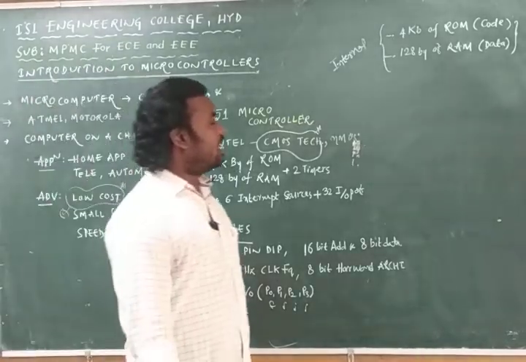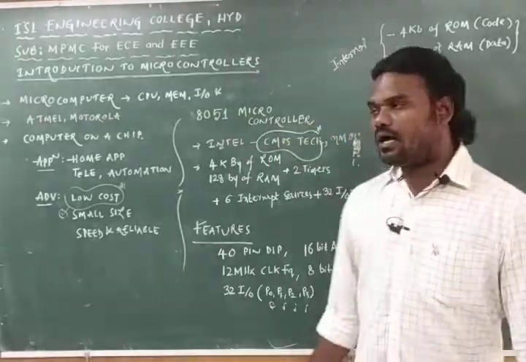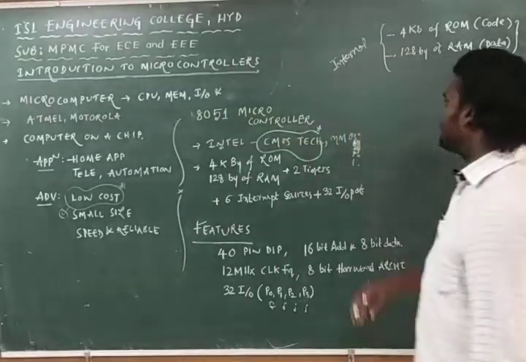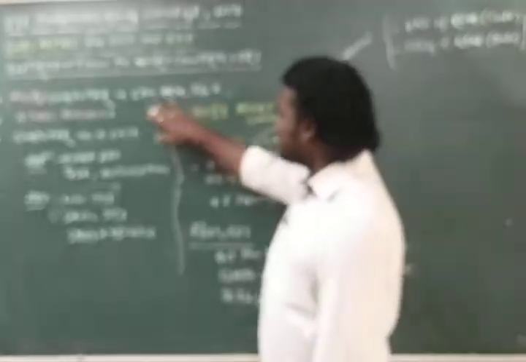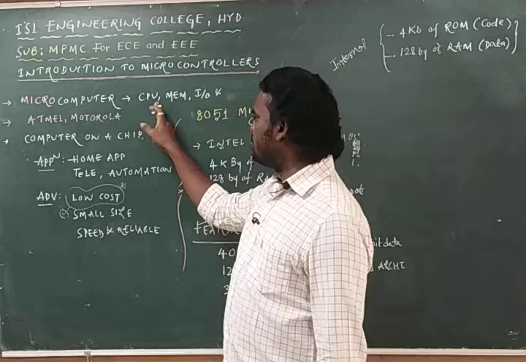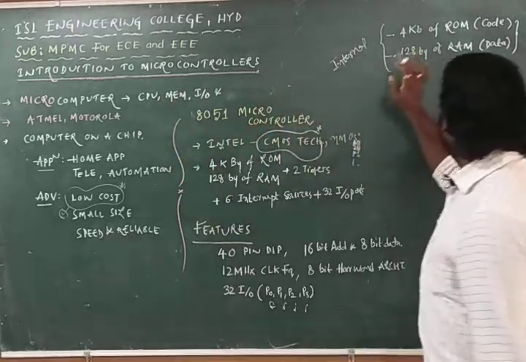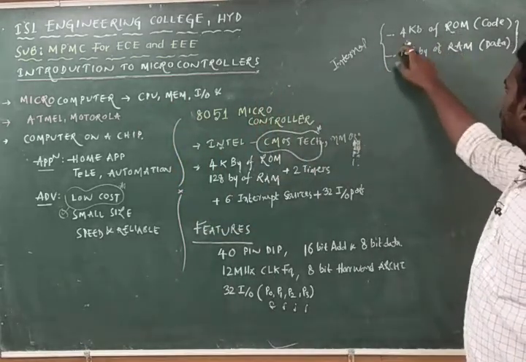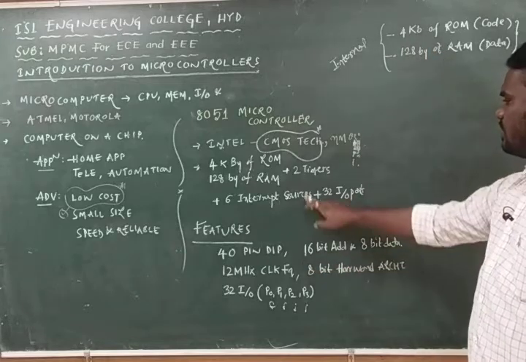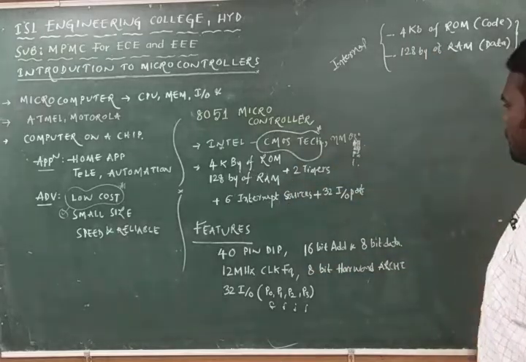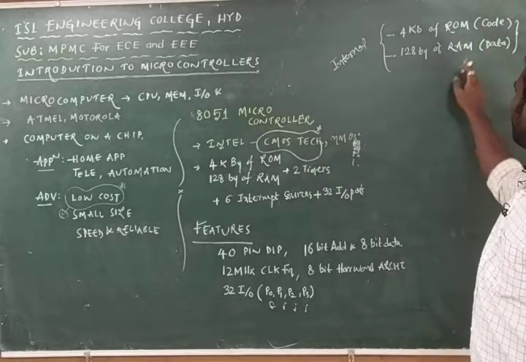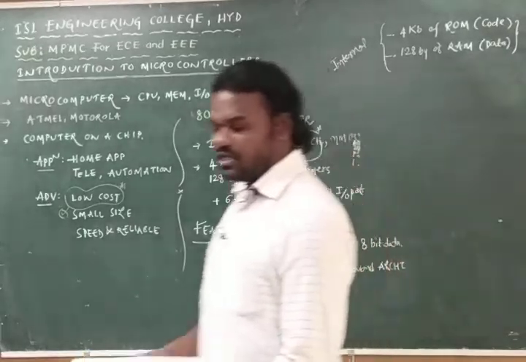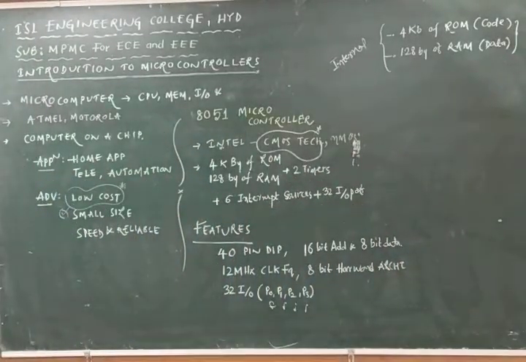Coming to the internal architecture, internally the 8051 has memory, because a microcomputer is an IC consisting of CPU and memory. The memory is ROM and RAM: 4 kilobyte of ROM, which is a code memory, and 128 byte of RAM, which is a data memory. With this, the introduction and some of the features of the 8051 are completed.